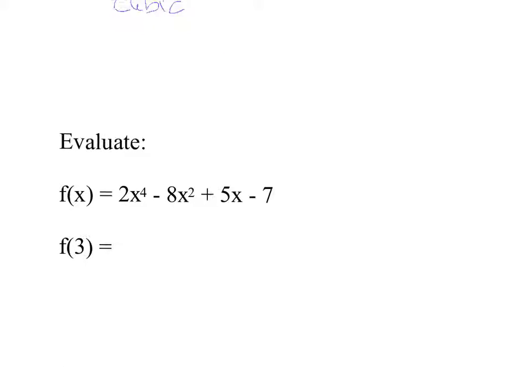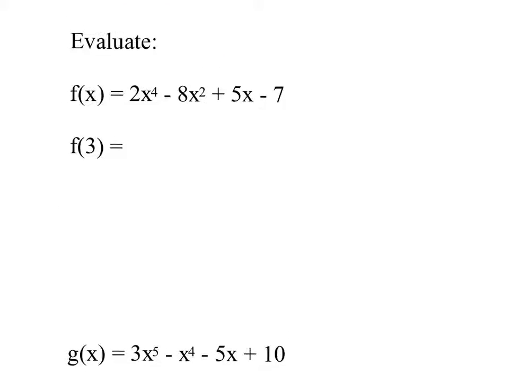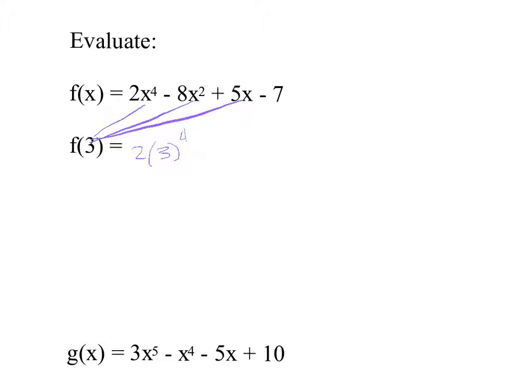And now this next part is going to be really important. We're talking about evaluating. This notation that you see right here with the 3 instead of the x, what they're saying is, I want you to plug in 3 for x. I want to see what this is when x equals 3. So what we do is we take 3 and plug it in for all of these x's. So I have 2 times 3 to the 4th minus 8 times 3 squared plus 5 times 3 minus 7. And then we continue on doing our math.